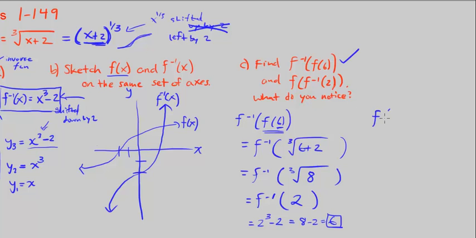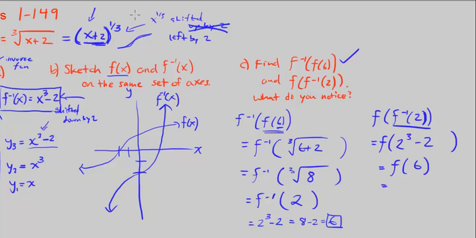And now let's do f of the inverse function of 2. Okay, so again, we start with what's on the inside of the parentheses. Well, our inverse function is just x cubed minus 2. So wherever we see x, we replace it with 2. So it's going to be 2 cubed minus 2, or 8 minus 2 is 6, right? F of 6, well, our function f is just the cube root of 6 plus 2. That's the cube root of 8, and we know that's 2.